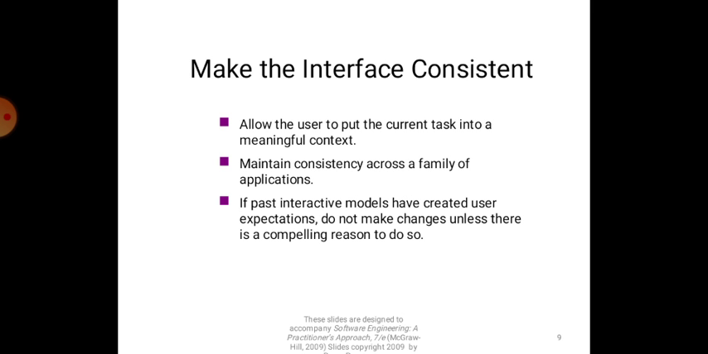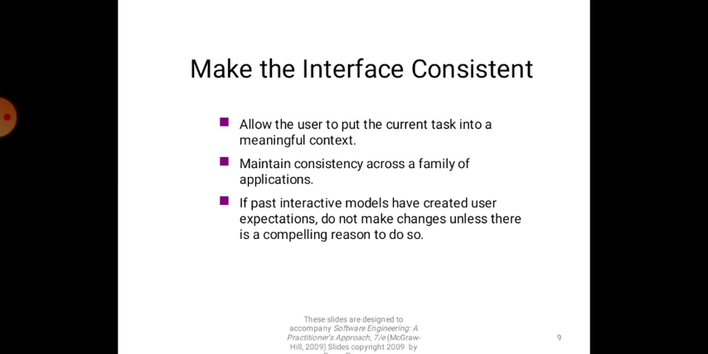Point number 2, maintain consistency across a family of applications. Students, consistency should be maintained in a family of applications. For example, a set of applications or products should all implement the same design rules so that consistency is maintained for all interactions. And finally, the third point, if past interactive models have created user expectations, do not make changes unless there are compelling reasons to do so. So whatever past actions there are, maintain them.